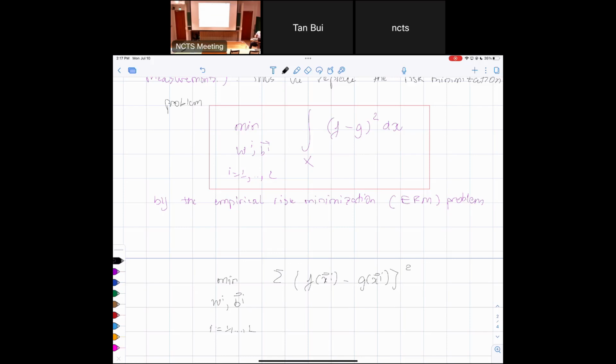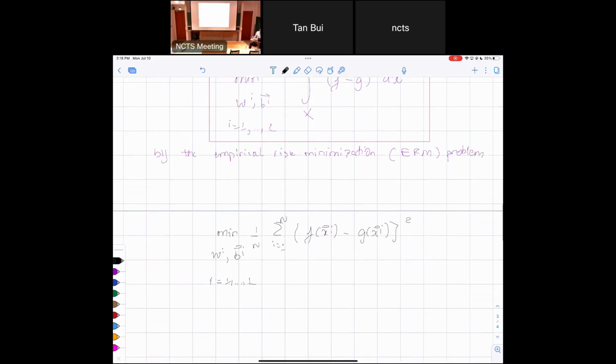So you sum over all the errors, and then you take the average. There's a reason why we need to take the average, which we're going to talk about later. But for now, we want to minimize the average error over all the points that we've seen about G. So this is known as the empirical risk minimization problem. Empirical because it's not theoretical. ERM here.